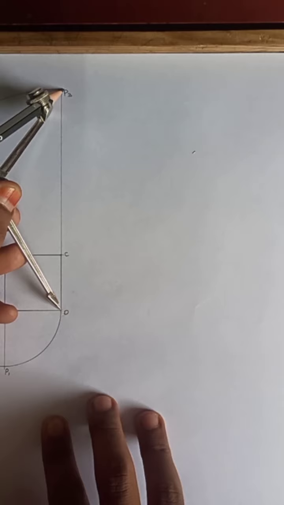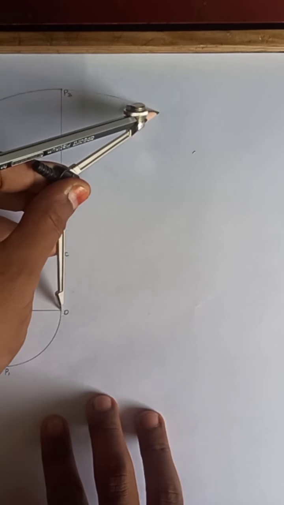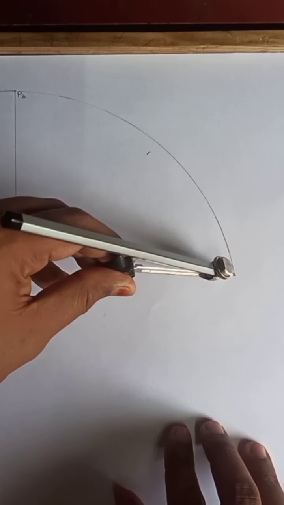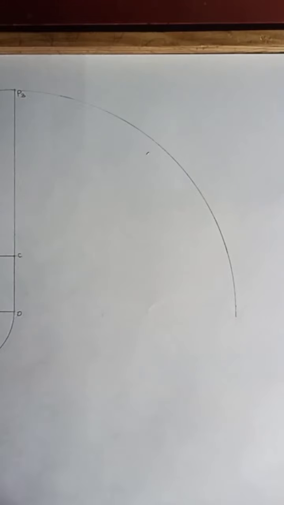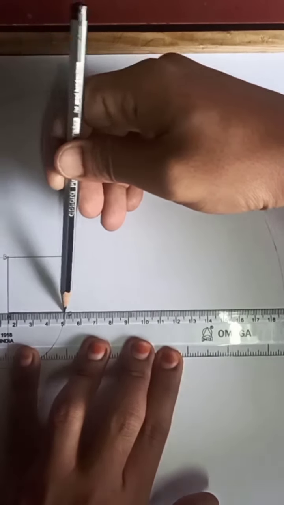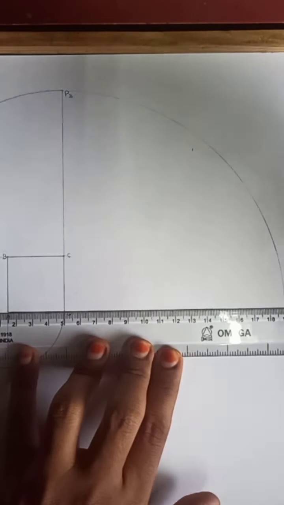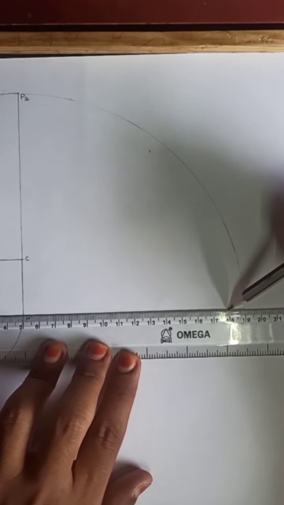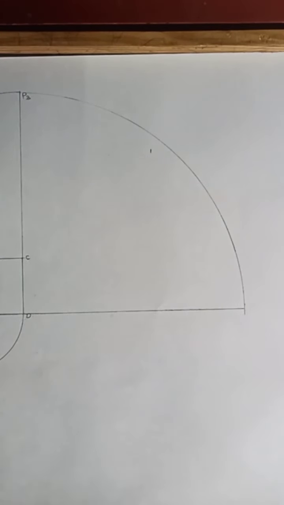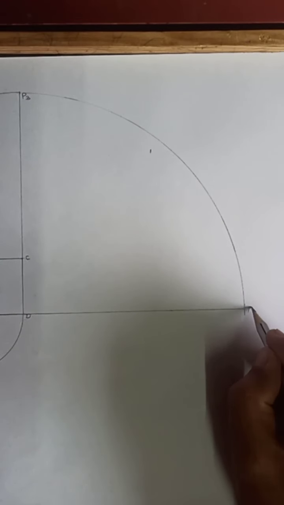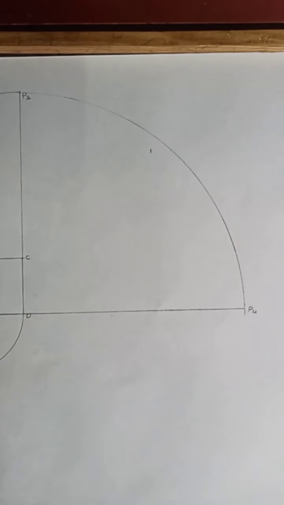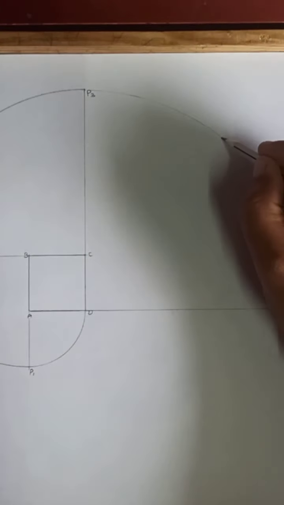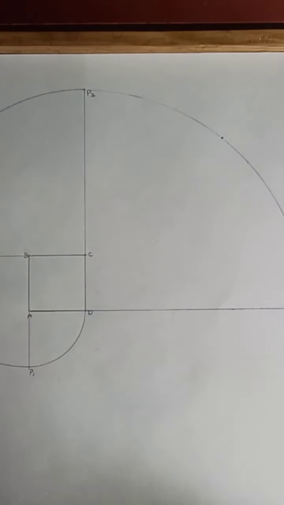The fourth step here is taking D as center and DP3 as radius, draw a curve. Next, draw a line from the point A through the point D so that it meets the curve at a point. The intersection of the curve and the line is denoted as P4. The curve starting from the point D passing through P1, P2, P3 and P4 will be the involute of the given square.